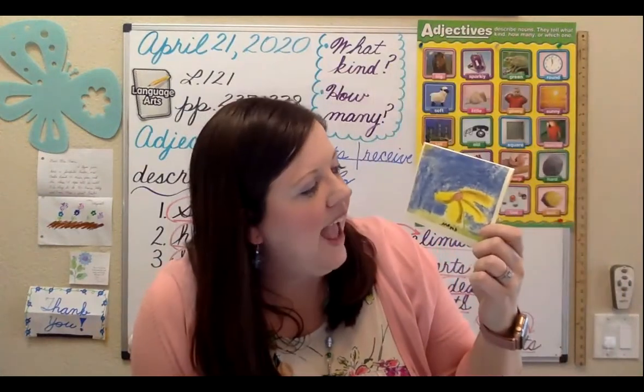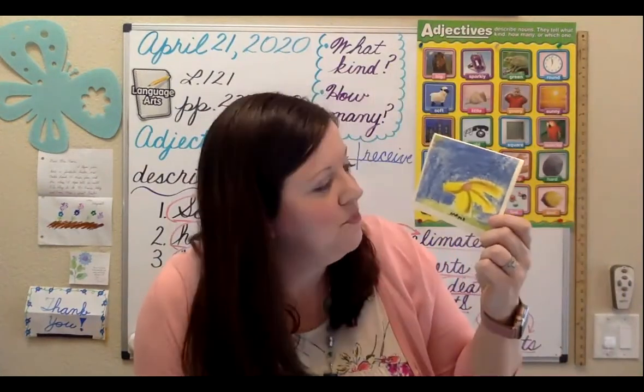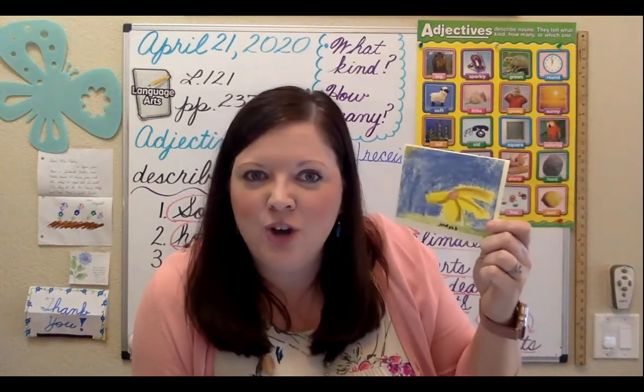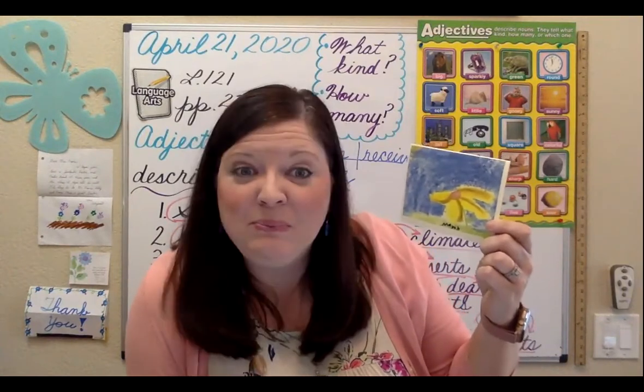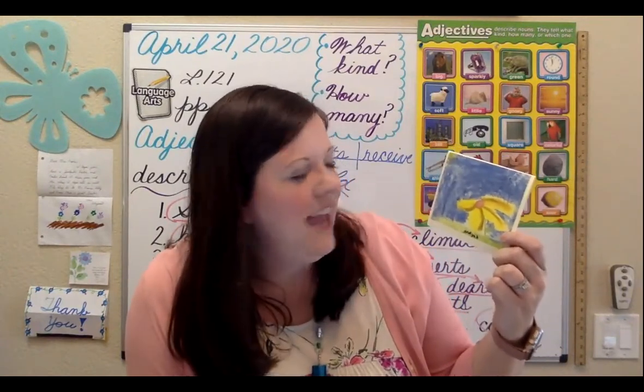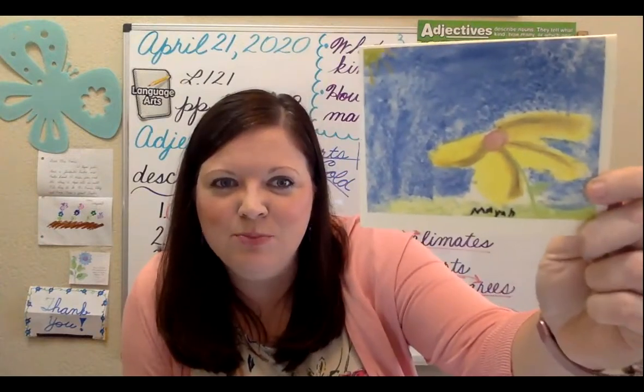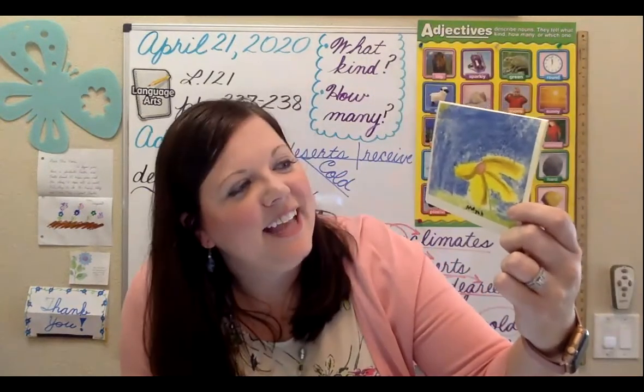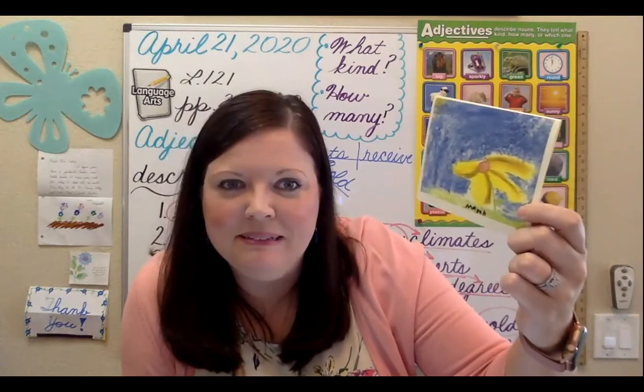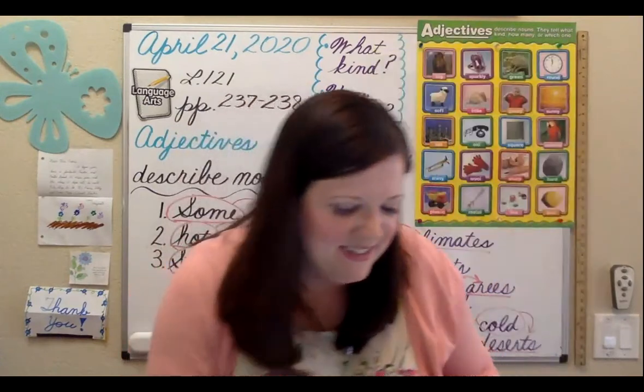I would describe it as colorful, beautiful. How would I describe the sky? Blue, clear. How about this flower? How cool, she put a flower on there. And we're talking about flowers. It's yellow, it's happy. Got some green grass.